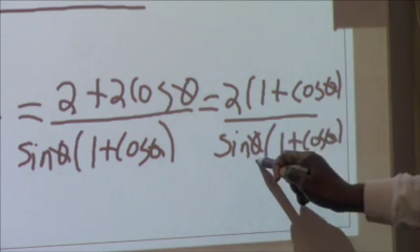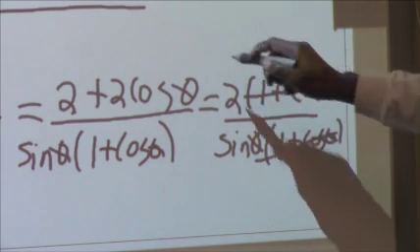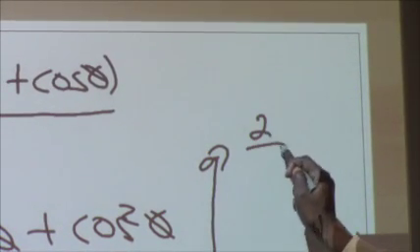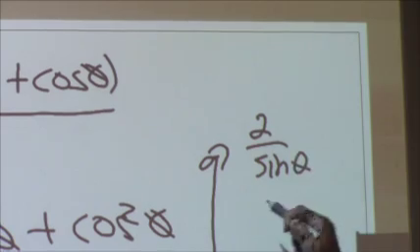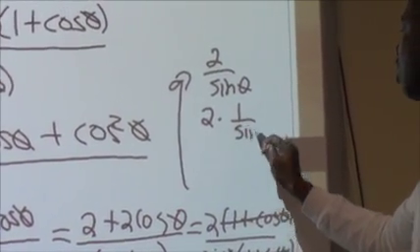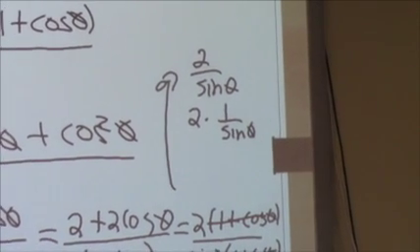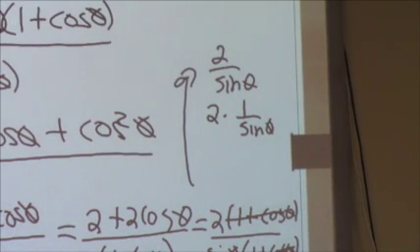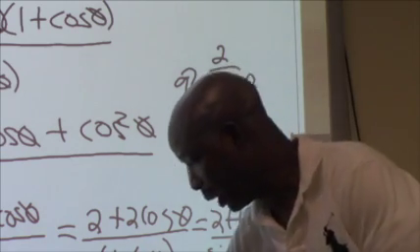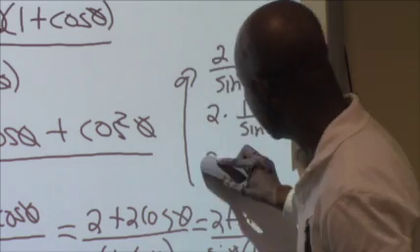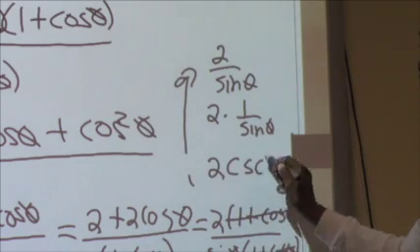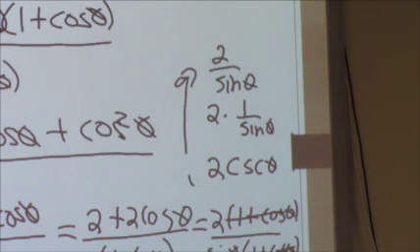Now you can clearly see that the 1 plus cosine theta will cancel. So what we have now is 2 over sine of theta. I'm going to write this as 2 times 1 over sine of theta. What is 1 over sine of theta? That's cosecant of theta. So basically I have proven here that it is 2 cosecant of theta, which is what we started to prove in the first place.